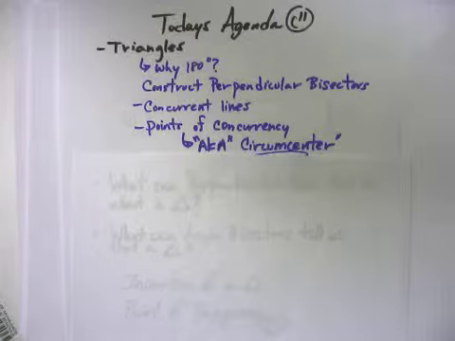They don't usually refer to it as points of concurrency, but you never know, so it's good to know that they're also called that. But mostly they're called the circumcenter.